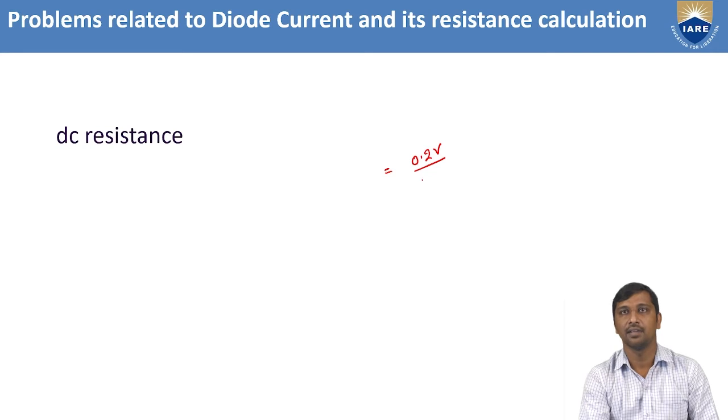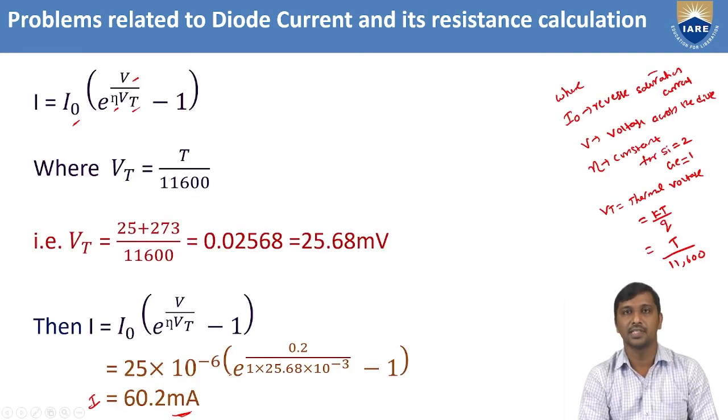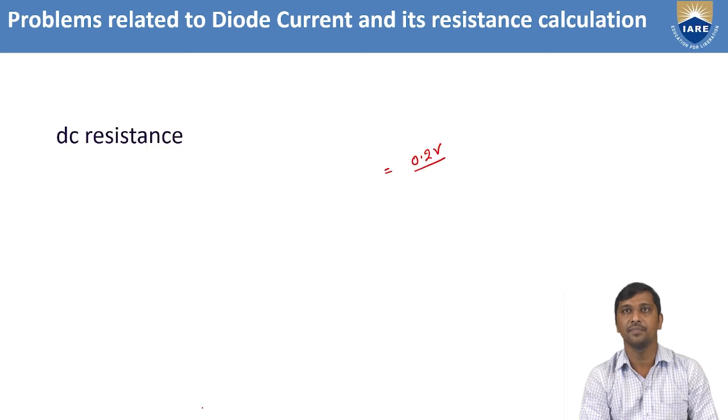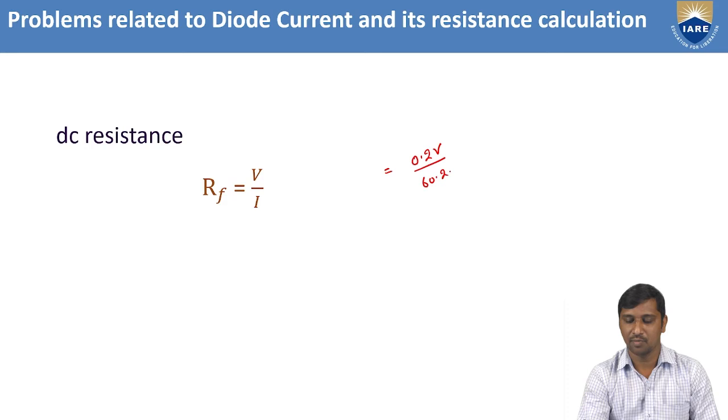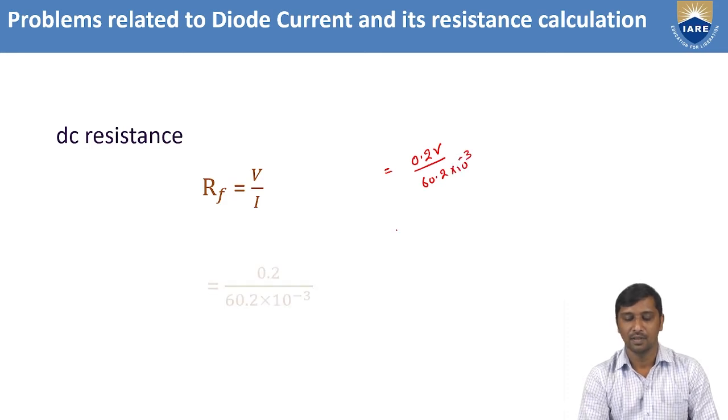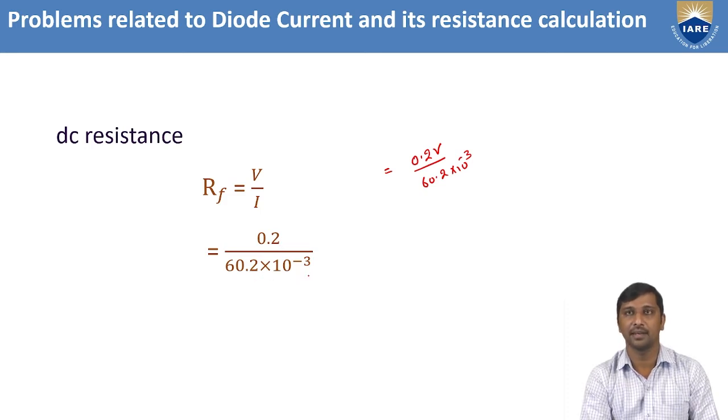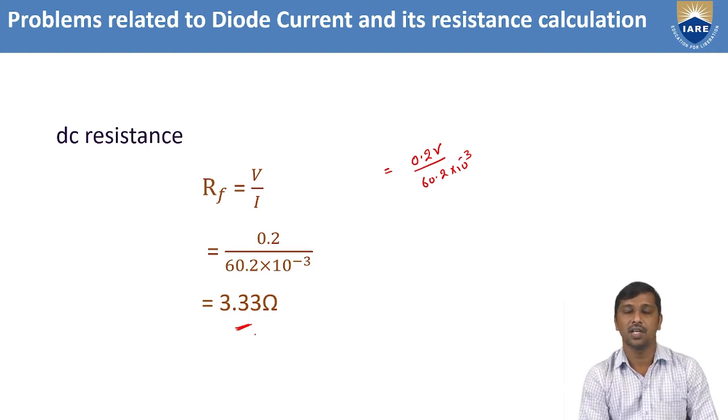Just now we got the I. What is the I value? We observed 60.2 milliamperes here. So 0.2 divided by 60.2 times 10 to the power of minus 3. Then you can solve this ratio. It gives the DC resistance, also called the static resistance, which is represented as 3.33 ohms here.